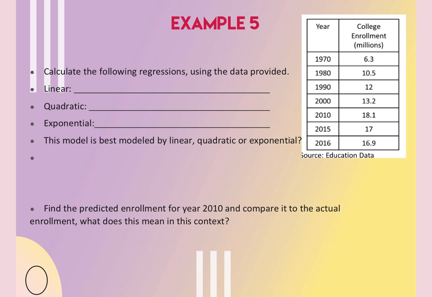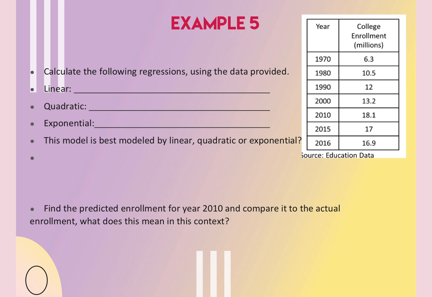All right, putting it all together. This says calculate the following regressions using the data provided. It's asking you for the linear, the quadratic, the exponential. Then it's asking you which of the models is the best fit. Then it's asking you to predict the enrollment for year 2010 and compare it to the actual enrollment, and what does it mean in this context.